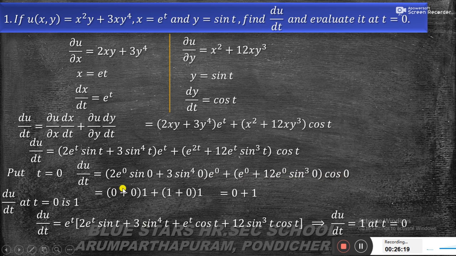So you see here sin 0 is 0, so 0 into 0 is 0. e power 0 is 1, so 0 plus 0 into 1 plus e power 0 is 1 plus sin 0 is 0 into cos 0 is 1, therefore 0 into 1 is 0, plus 1 into 1 is 1. So therefore the answer is du by dt at the point t equal to 0 is 1. This is our answer.